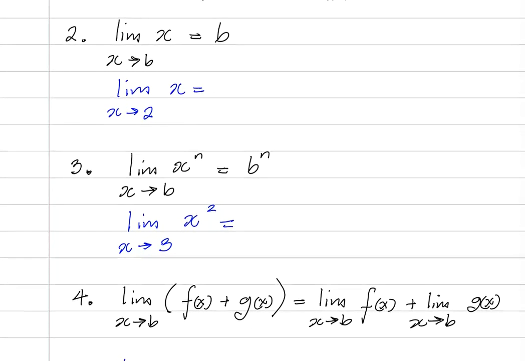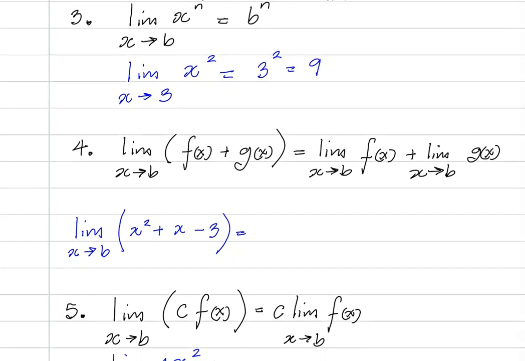Law number two, the limit of x as x approaches b is b. So for example, the limit of x as x approaches 2 is 2. All right. The limit of x to the n as x approaches b is b to the n. So the limit of x squared as x approaches 3 is 3 squared, which is equal to 9. So the limit of x squared as x approaches 3 is 9.